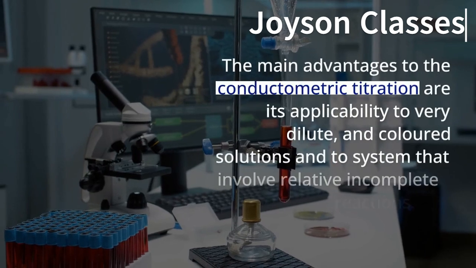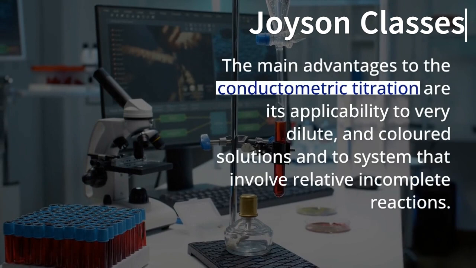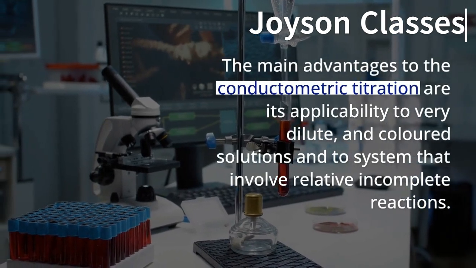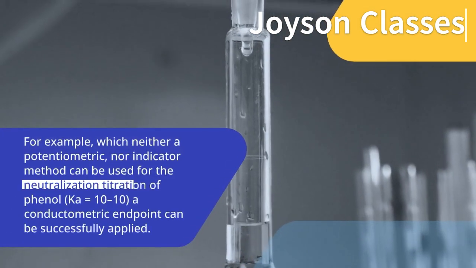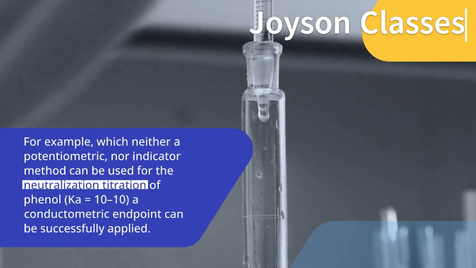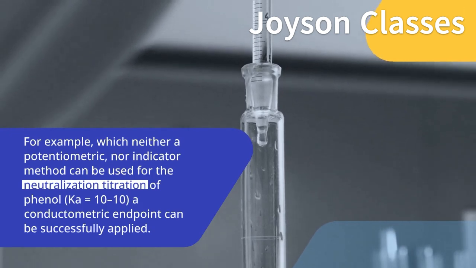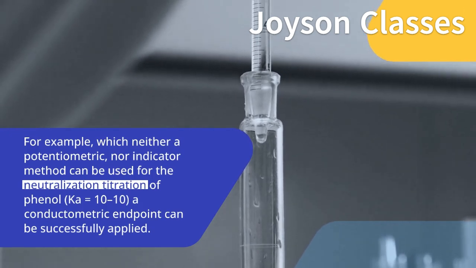The main advantages of the conductometric titration are its applicability to very dilute and colored solutions and to systems that involve relatively incomplete reactions. For example, where neither a potentiometric nor an indicator method can be used for the neutralization titration of phenol, Ka equals 10^-10, a conductometric endpoint can be successfully applied.